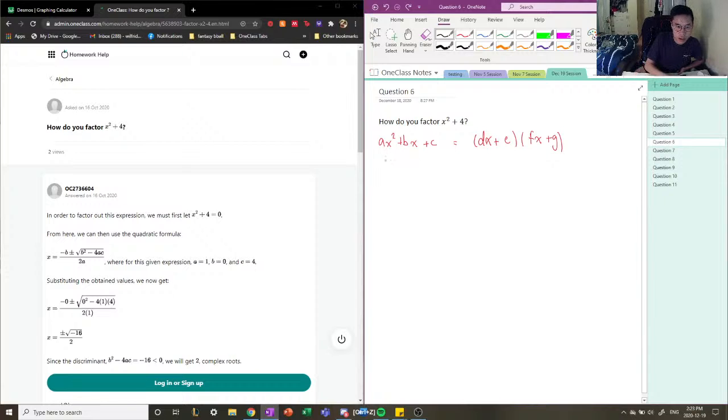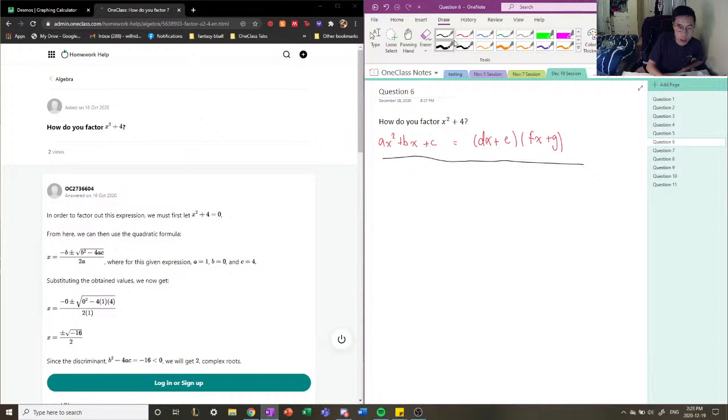Another reason why we factor is that we can find the zeros, and the zeros relate to the factors in a way that I'll describe right now. Okay, so to factor this, we cannot use the traditional cross multiplication method, so we're going to use the quadratic formula instead, and I'll get into the reason why very soon.